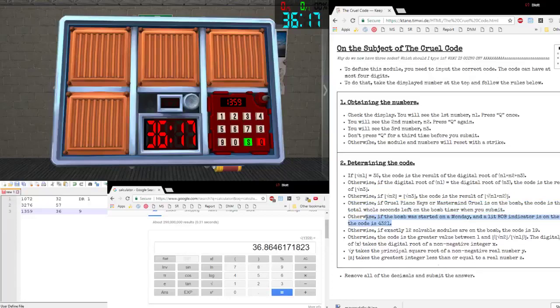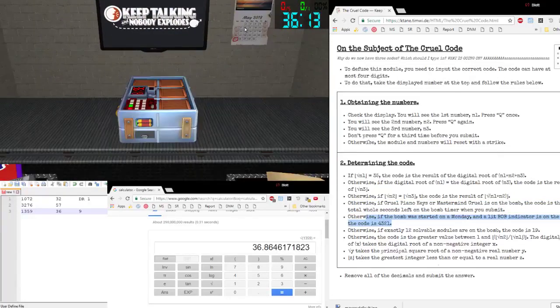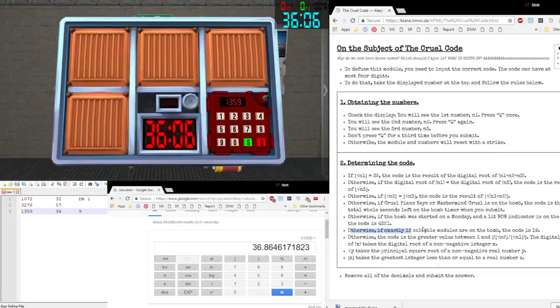Otherwise, if the bomb was started on a Monday, and there's a lit BOB, then the code's 4321. You can see from the calendar here that I did this one on a Sunday, so it's not a Monday. Otherwise, if there are exactly 12 solvable modules, no, there's 1.